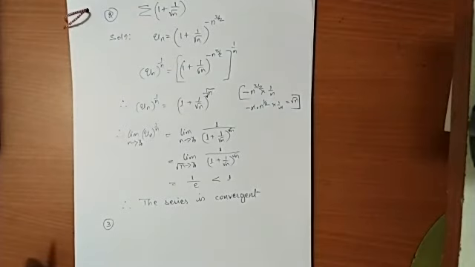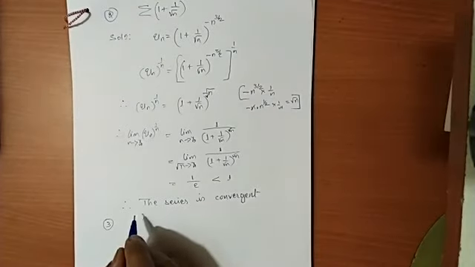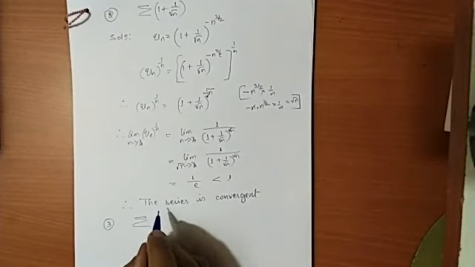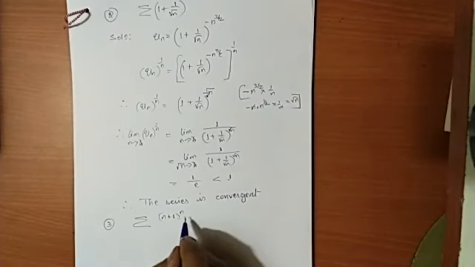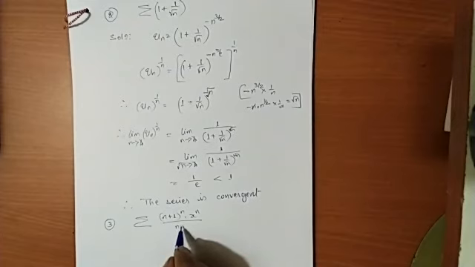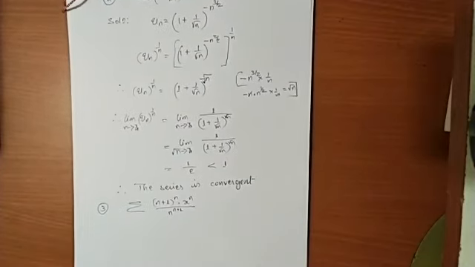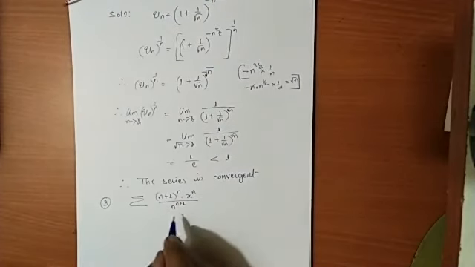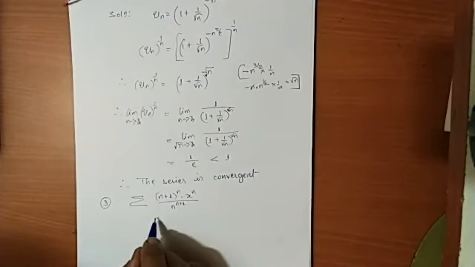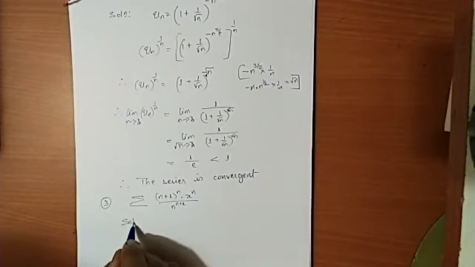Right. Then I am considering the last problem of the question bank. So what does the third one say? Sigma (n plus 1) raised to n into x raised to n divided by n raised to n plus 1. So I have to find out the nature of the series. I should apply Cauchy's root test.